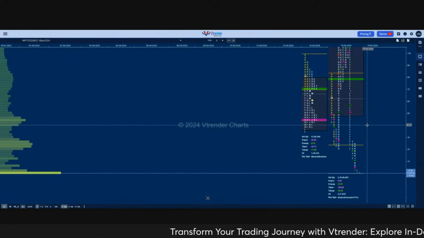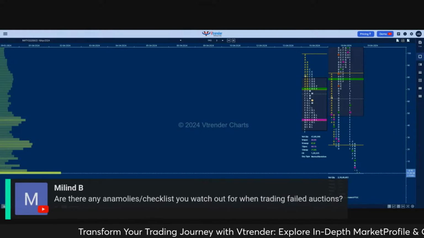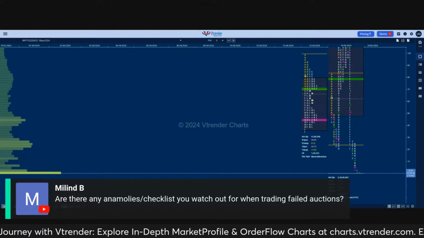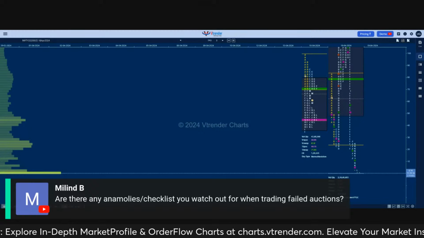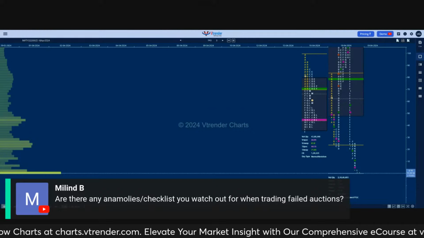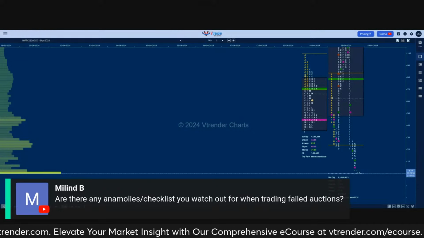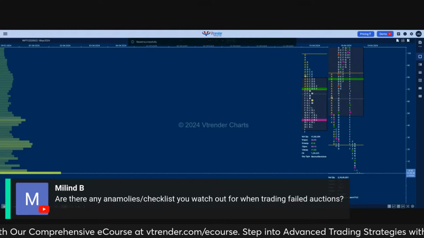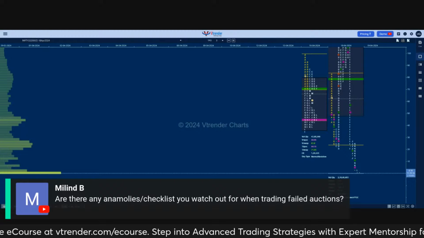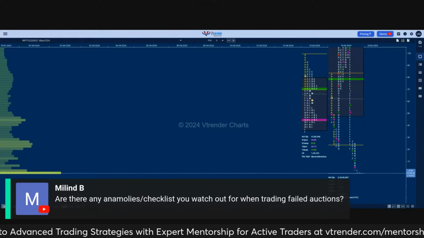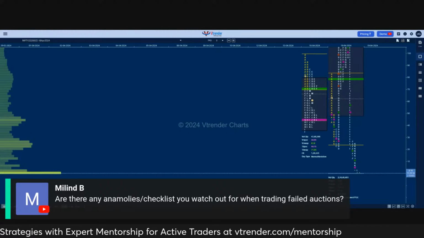Milind is asking if there is any checklist or anomalies when trading a failed auction. So the failed auction itself is the reference point for us. Unless that is taken out on a closing basis, or on the order flow we get an initiative buying reference. If the failed auction is on the upside, we will stick on to that swing reference. And on the downside, we will see how it is faring below the IBL of that particular day. Whenever the failed auction has happened, you have the IBL, and the VWAP of that day becomes one important reference.